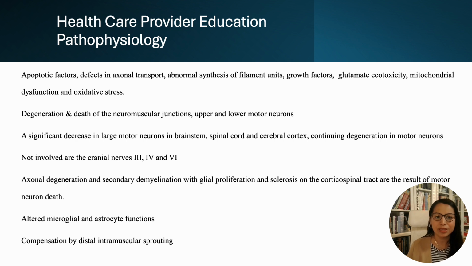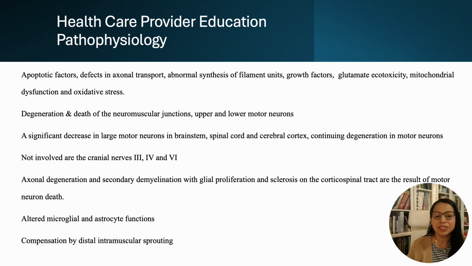Alright, so how are we educating our healthcare providers when teaching them what is ALS pathophysiology? So it's basically deficits in the axonal transport, some abnormal synthesis in the filament units, growth factors, glutamate excitotoxicity, just high glutamate levels in the spinal cord, mitochondrial dysfunction and oxidative stress, of course, at the cellular level. This all leads to degeneration and death of the neuromuscular junctions, again, in both the upper and lower motor neurons.